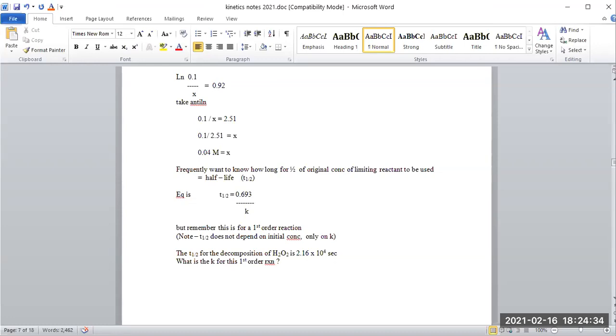Medications, for the most part, obey first-order kinetics. Now, there are a few that don't, but not many. If you look through pharmacology textbooks, there's only a handful that don't quite work this way.